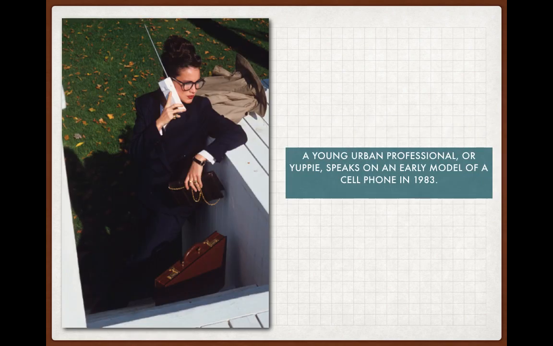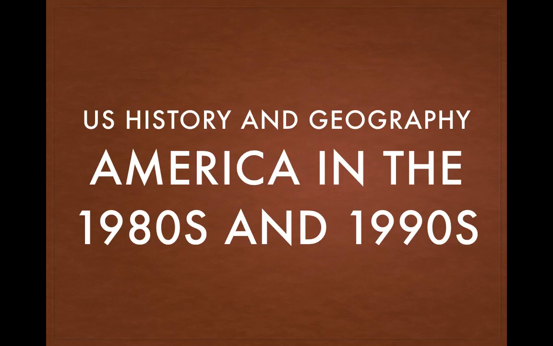Y'all brace yourself for this photo. Look at this phone. Look at this woman. She's a yuppie, it says, a young urban professional or a yuppie. Speaks on an early model of a cell phone in 1983. That was the year I was born. Don't work too hard to do the math on that. But there she is, talking on her phone. Look at that antenna. She had to pull it all the way up. Yes, there's her briefcase. I like it.